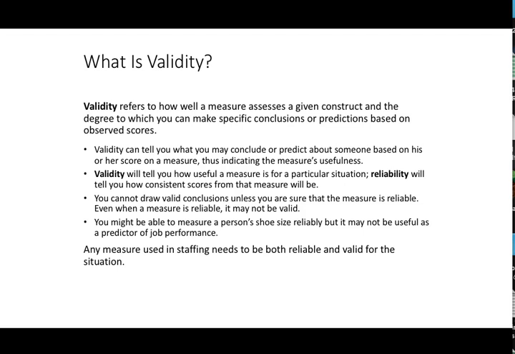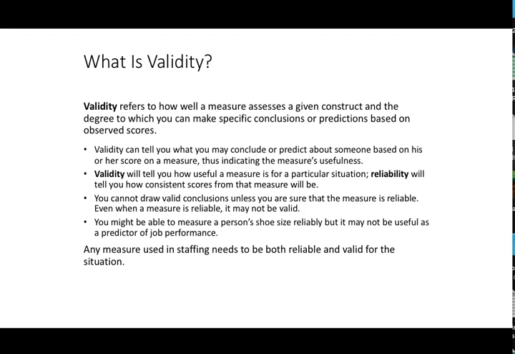Your measure absolutely has to be reliable to start with. You can't have a valid measure if it's not first reliable. So in order for you to use a measure, at a minimum, it has to be reliable, but then it also has to be valid. Reliability is necessary, but not sufficient for predicting the outcome that we want. So you have to make sure, first of all, that your measure is reliable. Then it needs to be accurate in its assessment of a construct and its ability to predict as you want it to predict.